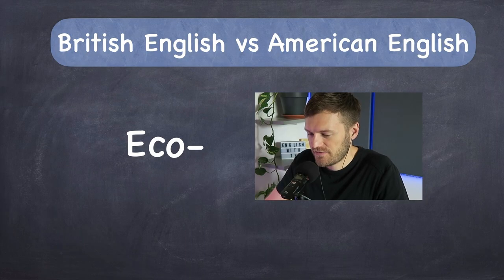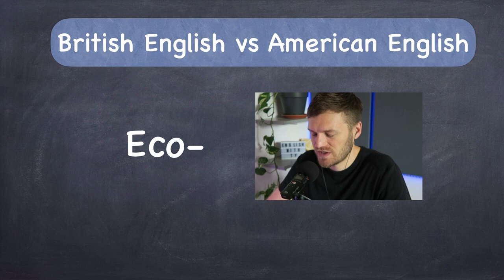The next word just has three letters, and there are many words that begin with this three-letter combination. The letters are E-C-O, and in British English, you would pronounce this eco. Again, not everyone would say eco, but many people do say eco. The whole point of this is that, once again, the E at the beginning is pronounced like an E, and not like an E or like an A. So in American English, it would indeed be more like echo.